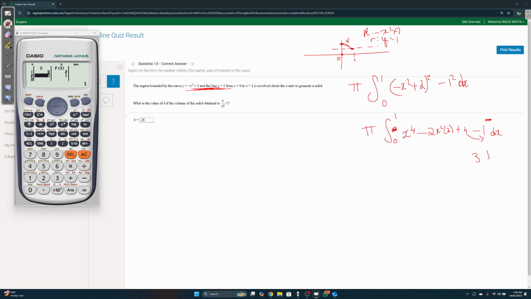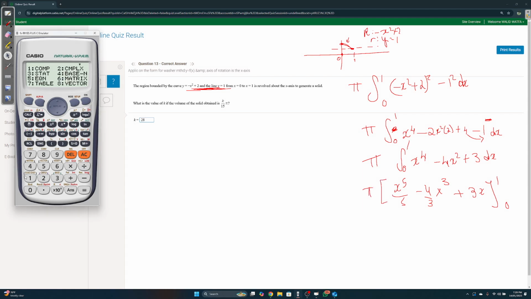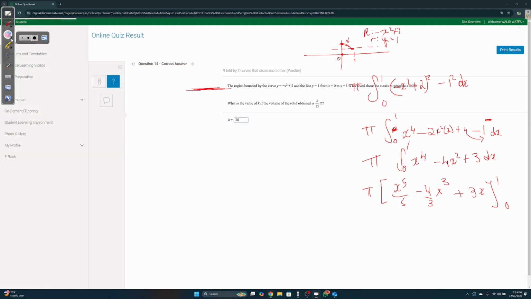Okay, simplify this a bit. 4 minus 1 is 3. This is going to be minus 4x squared. Just simplifying, you guys don't have to do all of this. Now integrate: x to the power of 5 over 5 minus 4 over 3 x to the power of 3 plus 3x, in between 0 and 1. Pi is outside, of course. Let's do it on the calculator: integral of x to the power of 4 minus 4x squared plus 3 in between 0 and 1. We should get 28 over 15. Yes, we did.